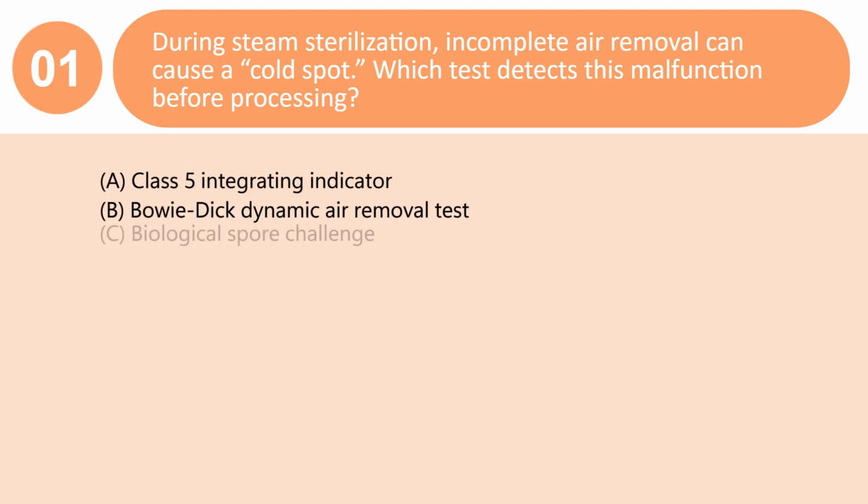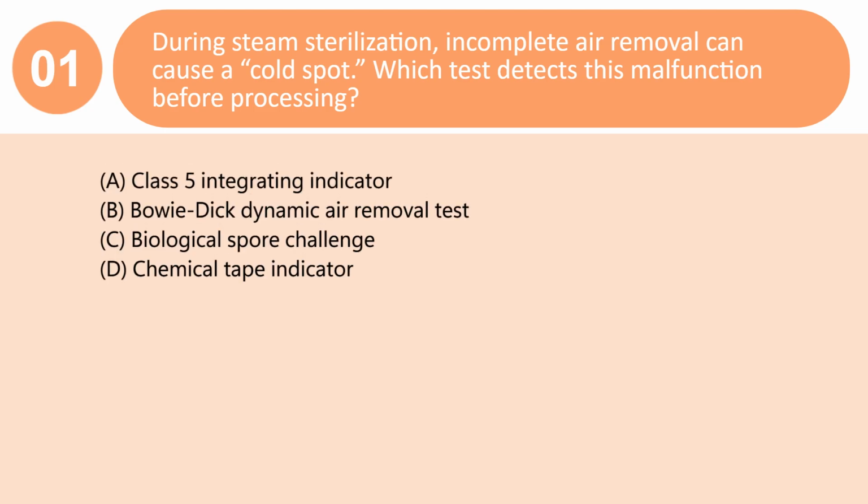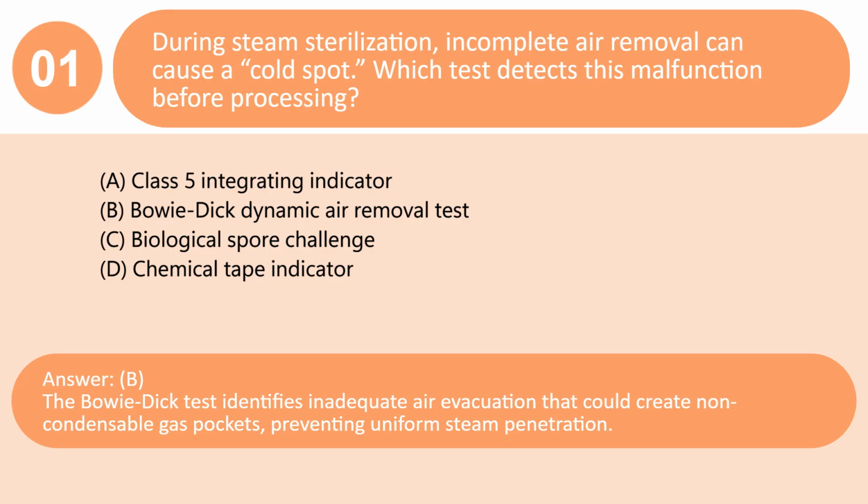During steam sterilization, incomplete air removal can cause a cold spot. Which test detects this malfunction before processing? A. Class 5 Integrating Indicator. B. Bowie-Dick Dynamic Air Removal Test. C. Biological Spore Challenge. D. Chemical Tape Indicator. Answer: B. The Bowie-Dick test identifies inadequate air evacuation that could create non-condensable gas pockets, preventing uniform steam penetration.